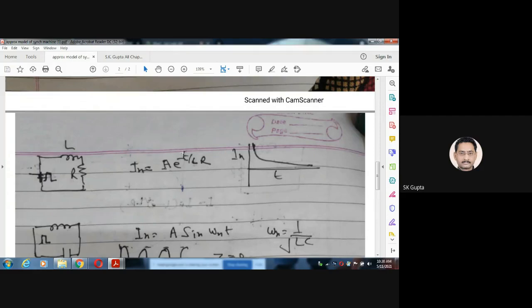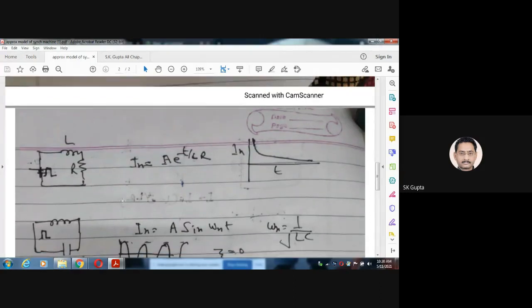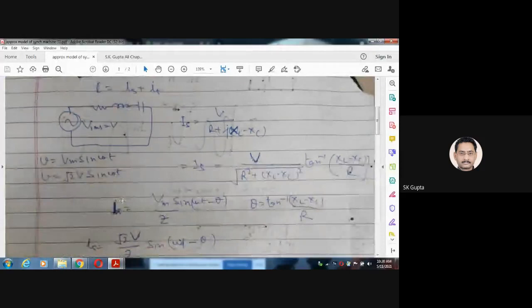This is the time constant quantity L by R. This is the natural component of current. Now, in fact, when this synchronous generator is connected to the transmission line, the transmission line not only consists of resistance and inductance, it also consists of capacitance. From where does the capacitance come? Because of the charge present on the transmission line and the presence of the earth, there is a capacitance, and that capacitor is present as a shunt capacitance.